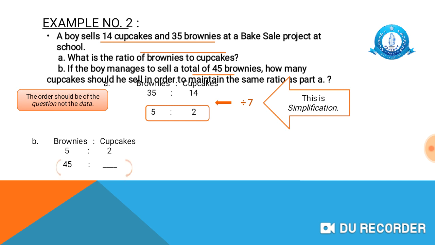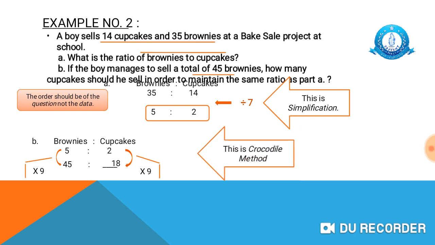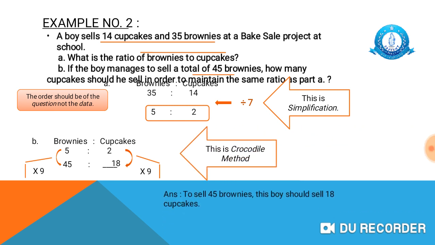Now 5 is changing to 45. Again, we have to ask ourselves the question, how is that happening? 5 multiplied by 9 will give us 45. Once we find the table, we are supposed to copy it on the other arrow. 2 multiplied by 9 will give you the answer 18. So to maintain the same ratio, when the boy is selling 45 brownies, he is supposed to sell 18 cupcakes.